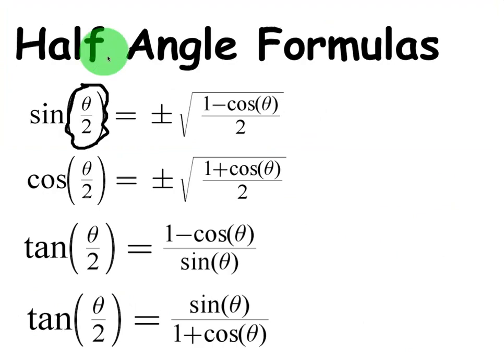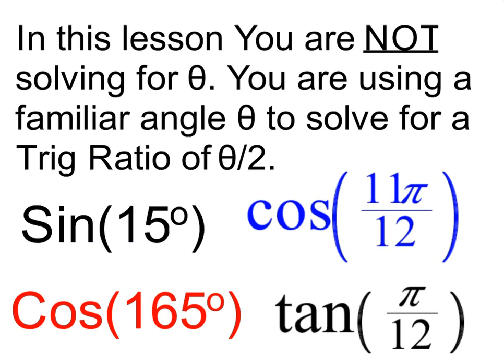Here is a review of the half angle formulas. First, we have sine of theta over 2, cosine of theta over 2. I'm not going to dive into these because we've already spent a lot of time in previous videos on half-angle formulas. In this lesson, you are not solving for theta. You are actually using a familiar angle, theta, to solve for a trig ratio of theta over 2.